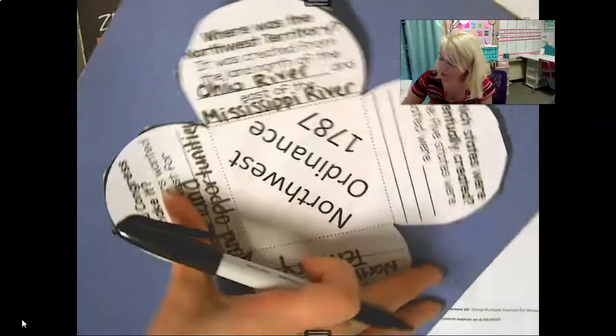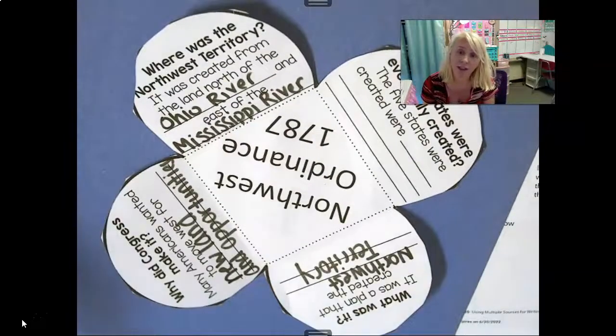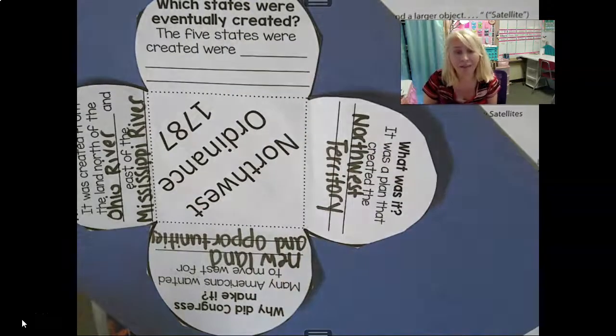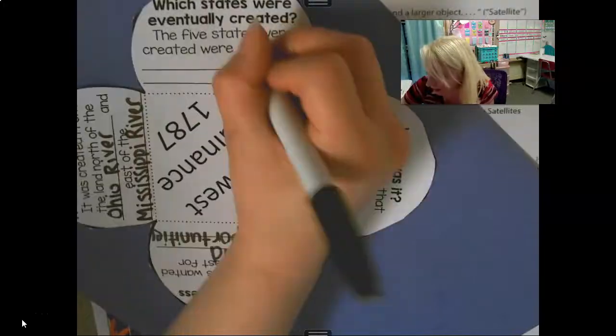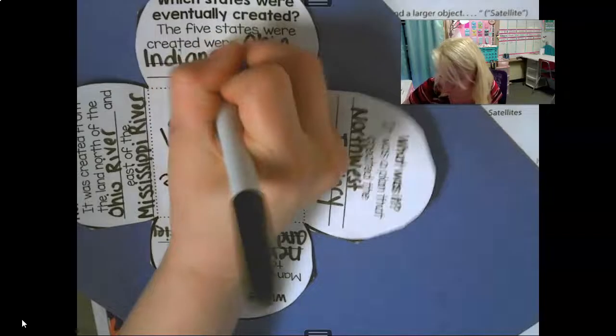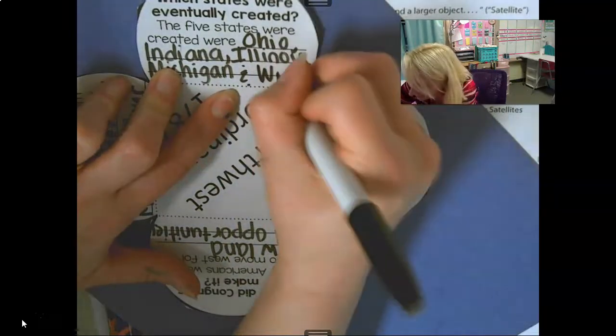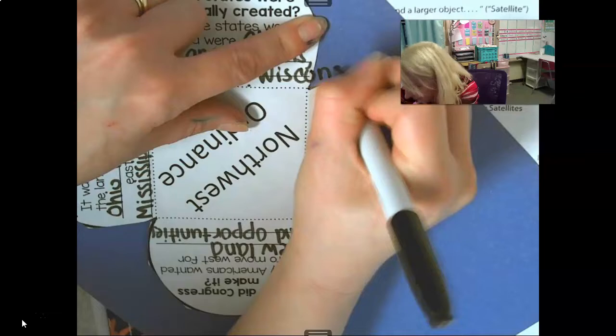All right, which states were eventually created from this Northwest Territory? So they didn't start off as states. They eventually became states. So from this Northwest Territory, we now have these wonderful states. We have the states of Ohio, Indiana, Illinois, Michigan, and I'm going to squeeze in Wisconsin here. Wisconsin. All right.